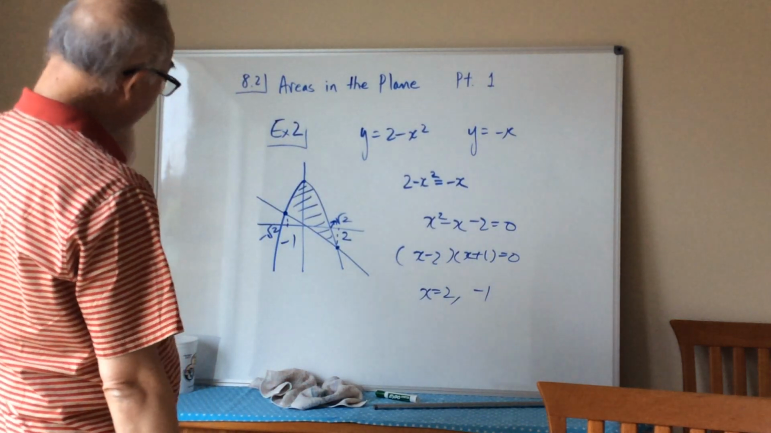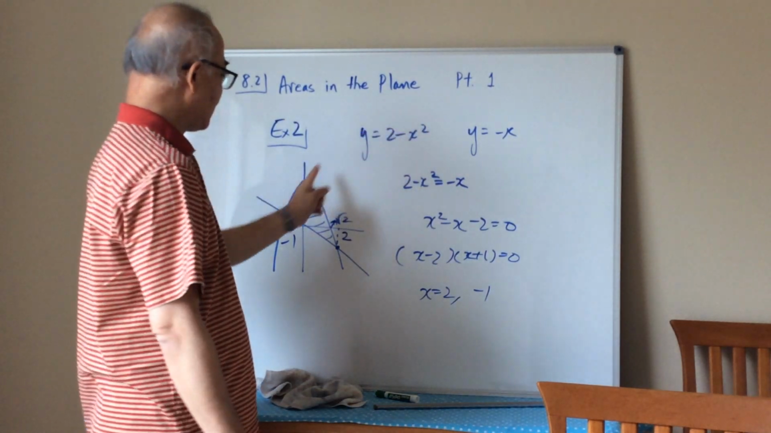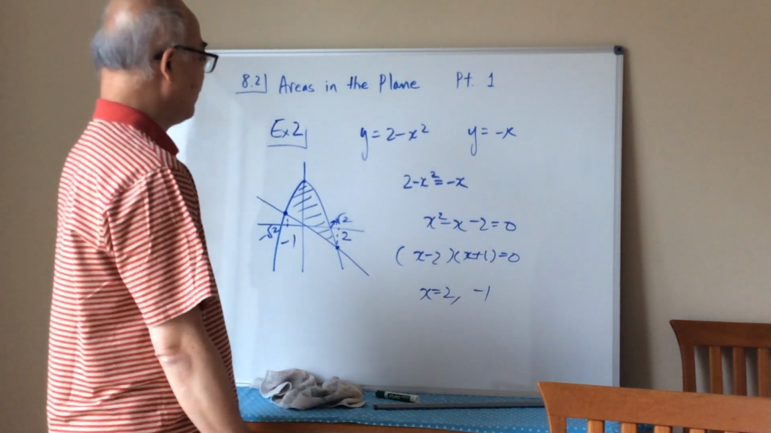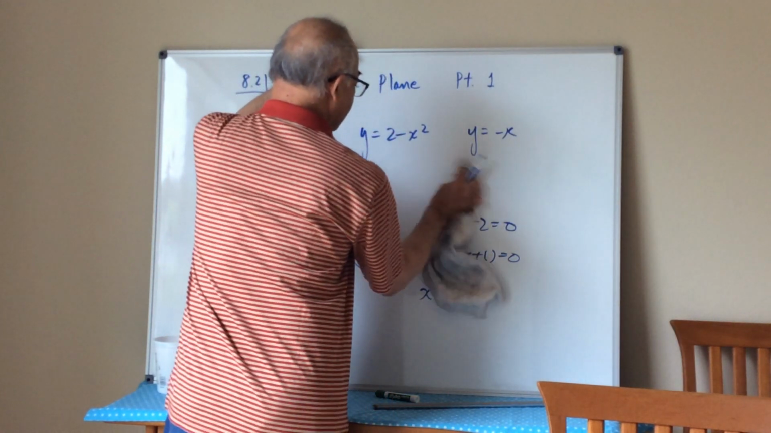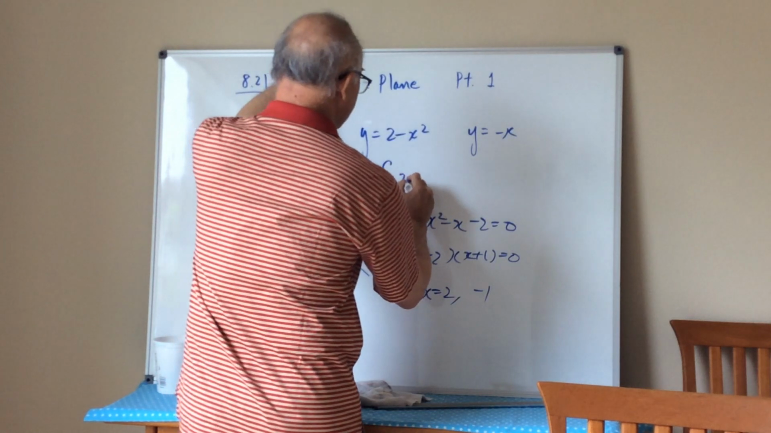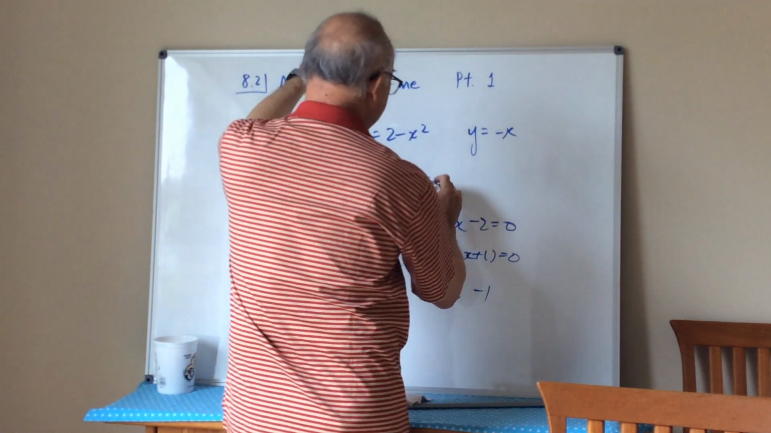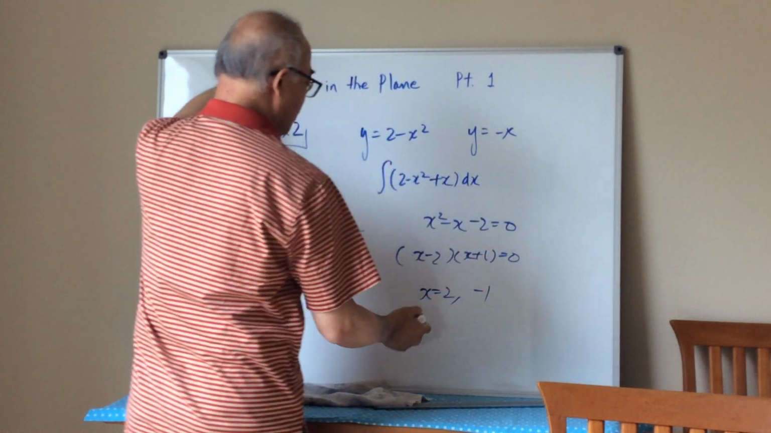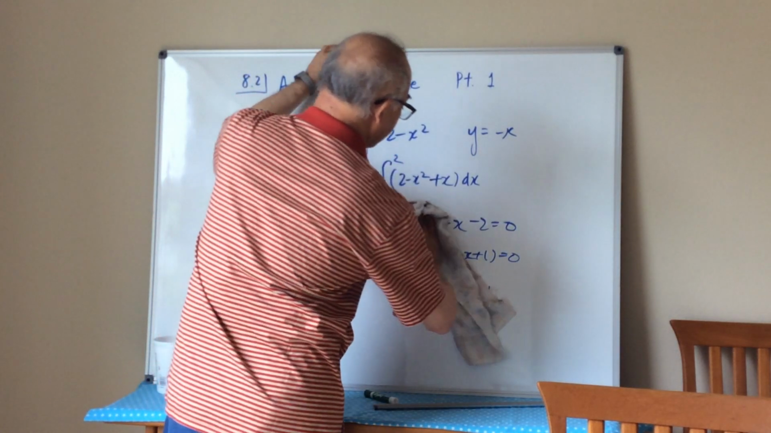So we go from negative 1 to 2, and during that time, this function is dominant over this one. So in other words, I'm going to get the integral of 2 minus x squared, and I'm going to subtract negative x, dx, from negative 1 to 2. That's what I'm looking to do here.